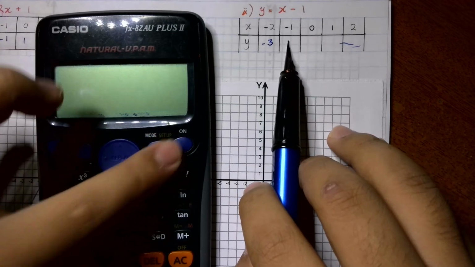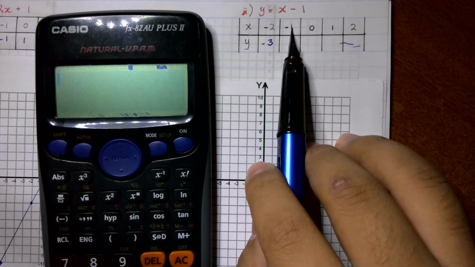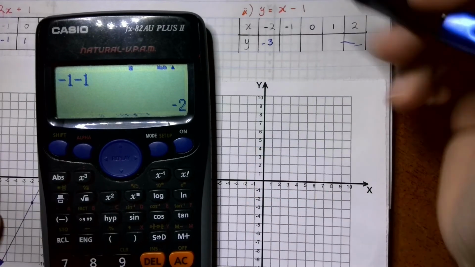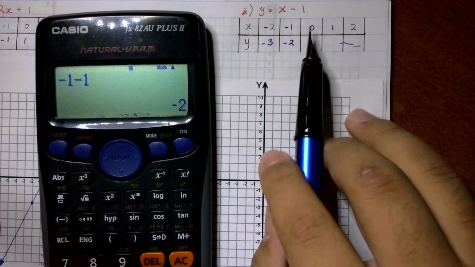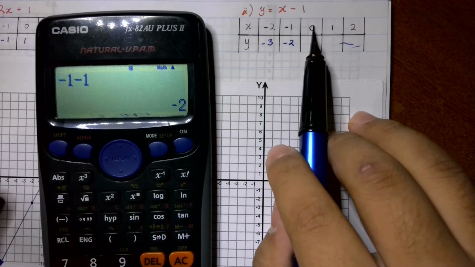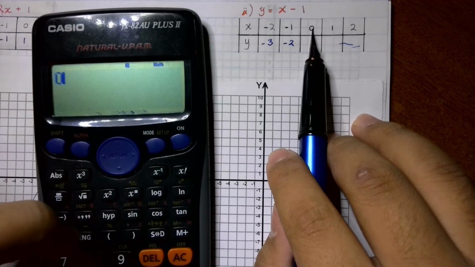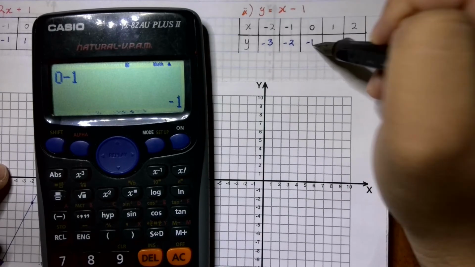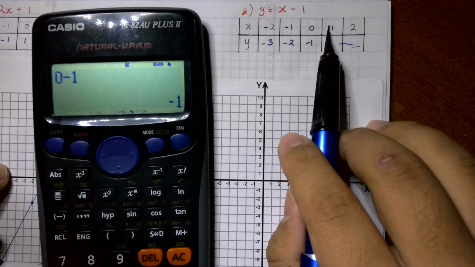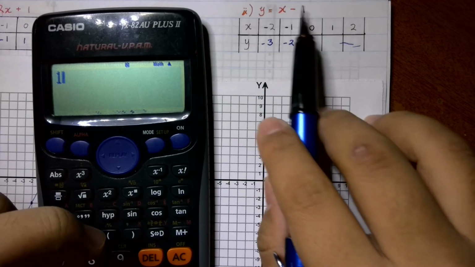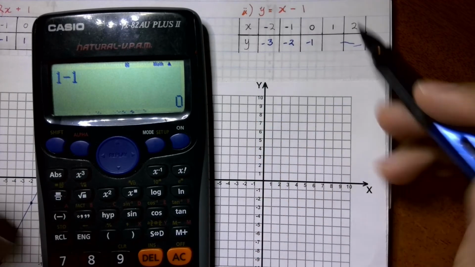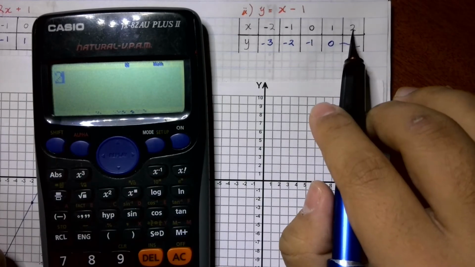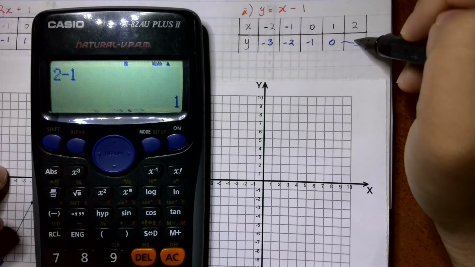Our next box needs to be negative 1. Negative 1, take away 1, minus 1. It's minus 2. Our next box here needs to be 0. So 0, take away 1, that is negative 1. Our next box is 1. Take away 1, that's 0. And lastly, 2 take away 1 is 1.